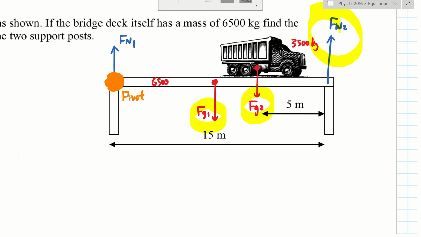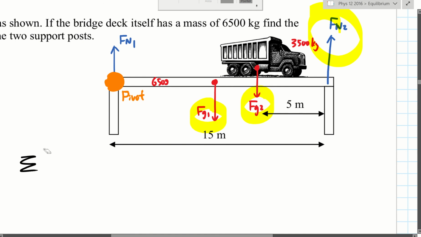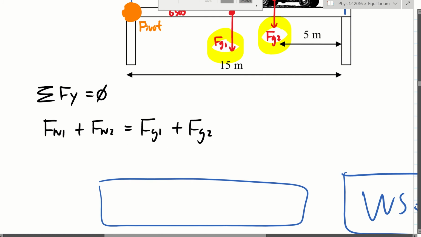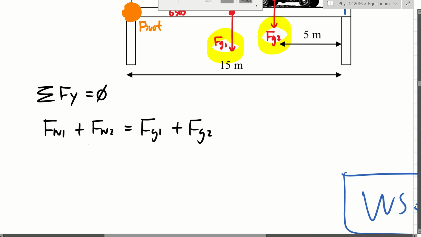Just do sum of forces. Sum of forces in the y direction should be 0. So to get the other one, normal force 1 plus normal force 2, both go up, should equal gravity 1 plus gravity 2, both go down. And we have the numbers for all of these things. For normal force 2, we will use what we just found, 54,700. Fg1 is 63,700. Fg2 is 34,300. Done.